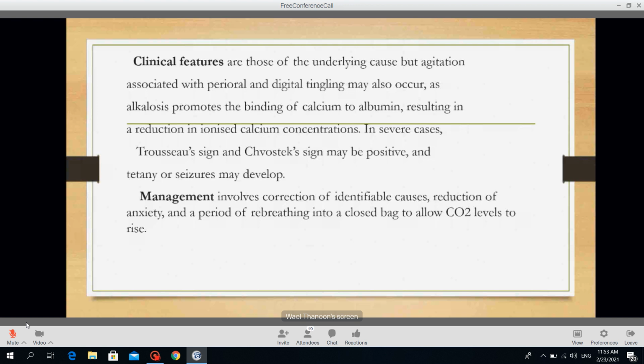So all the symptoms with alkalosis are due to a decreased ionized calcium due to increased binding to plasma albumin. Management: correction of identifiable causes, reassurance and reduction of anxiety, anxiolytic drugs, and a period of rebreathing in a closed bag to allow CO2 to rise. For these hysterical or hyperventilating patients with psychological upset who develop carpopedal spasm, you give a paper bag to breathe into, so that CO2 is recycled and returns, correcting the respiratory alkalosis by CO2 retention.